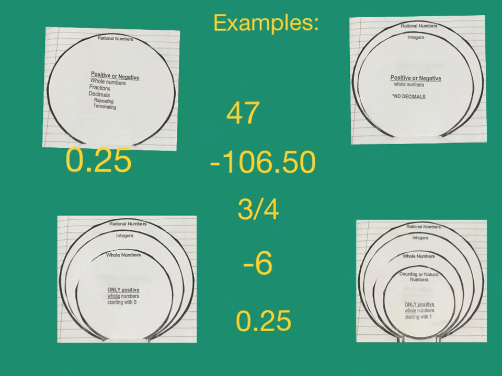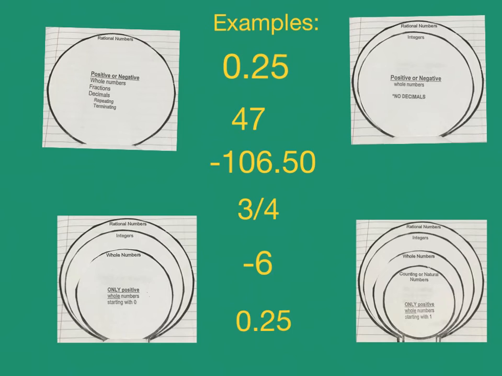Now, 47. 47 is a positive whole number, so that fits. 47, if I move it over to here, in the integer category, it says I can still have positive whole numbers. Okay, so that fits again. If I move it down to whole numbers, positive whole numbers starting with 0, it fits. And if I look at counting numbers, this says positive whole numbers bigger than 1. So this one fits all the categories. Not just some, but all of them.